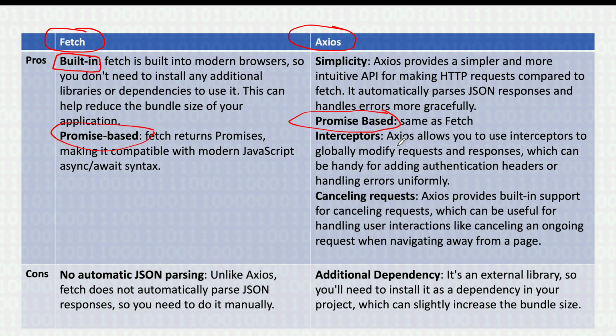And what is a promise? We saw that it gives you the facility of putting a callback function which executes when the specific asynchronous method is completed. Axios is simple to use. It has the provision to use interceptors and it has the provision to cancel requests as well.